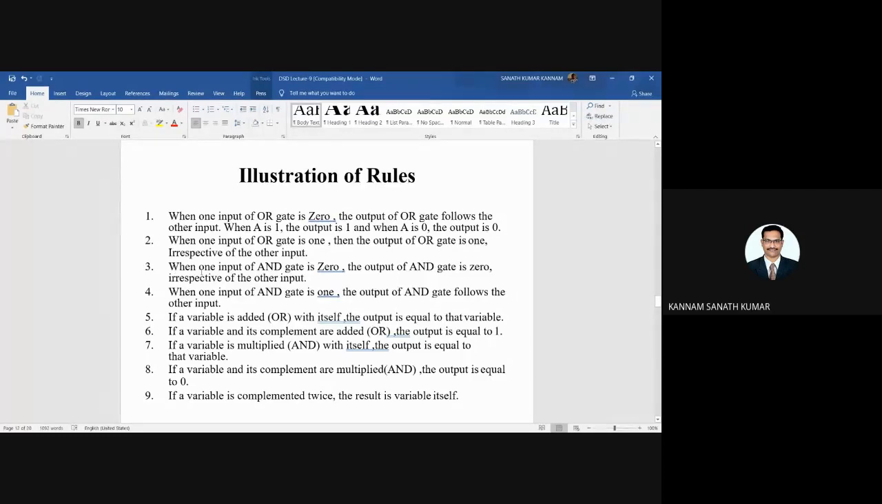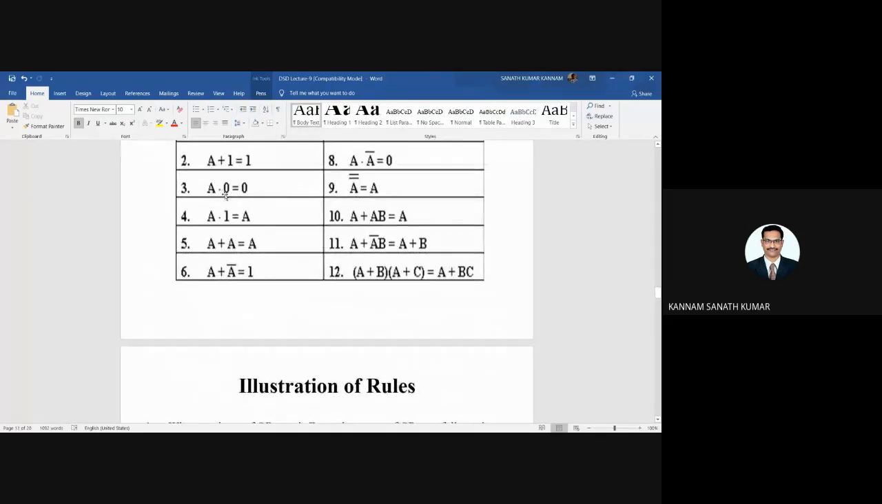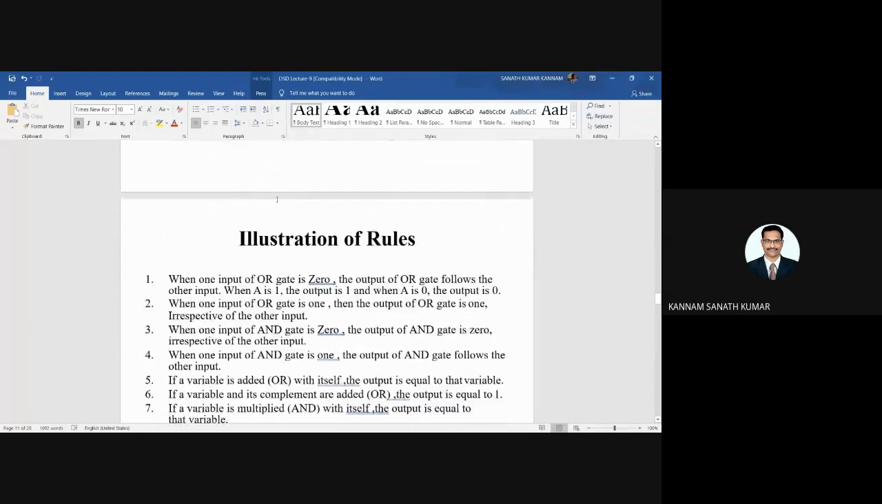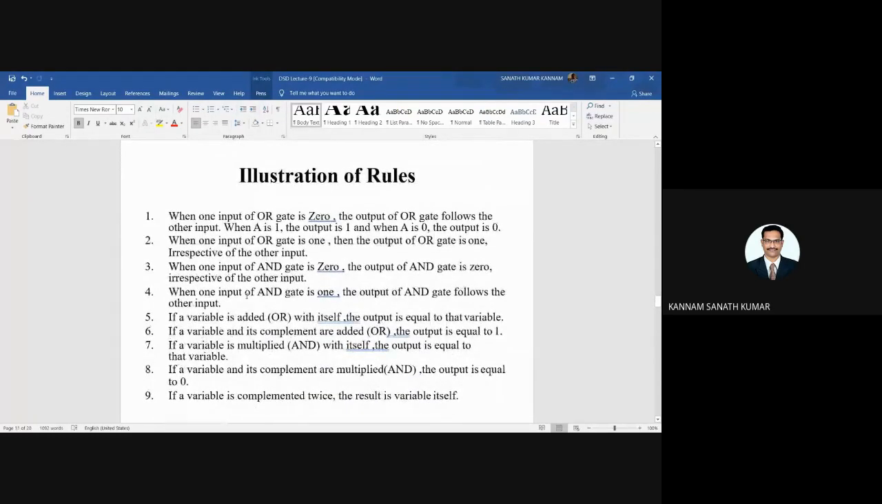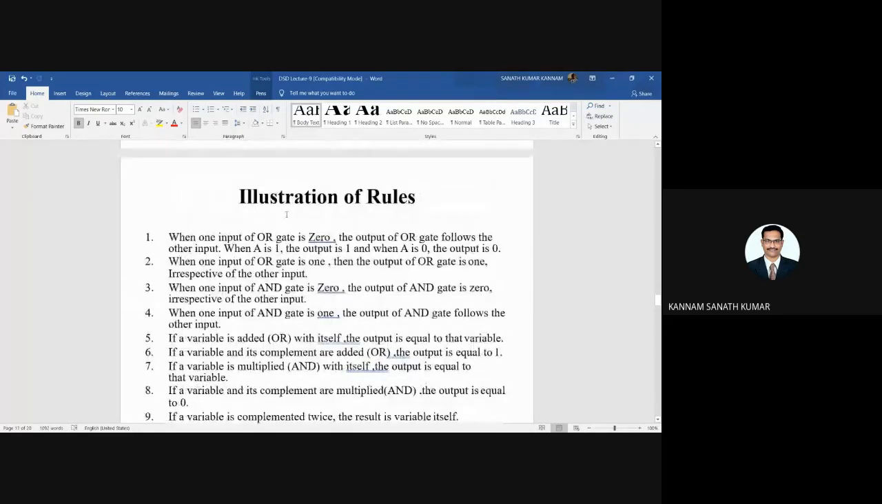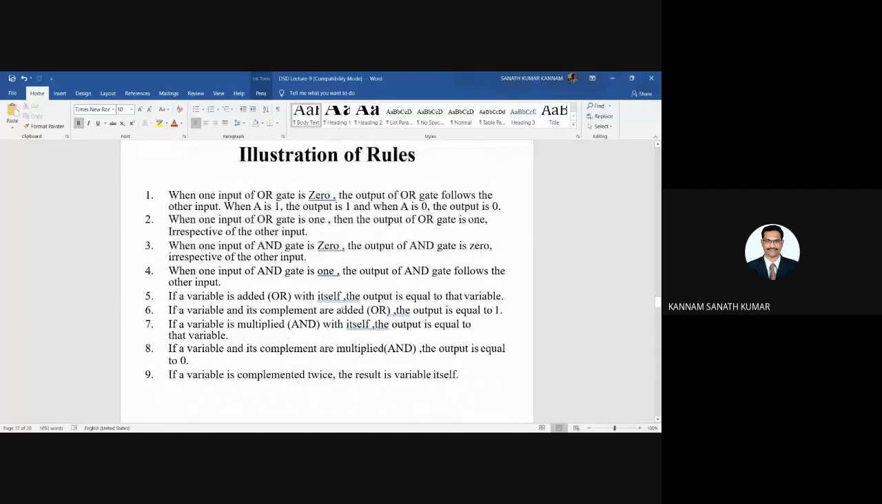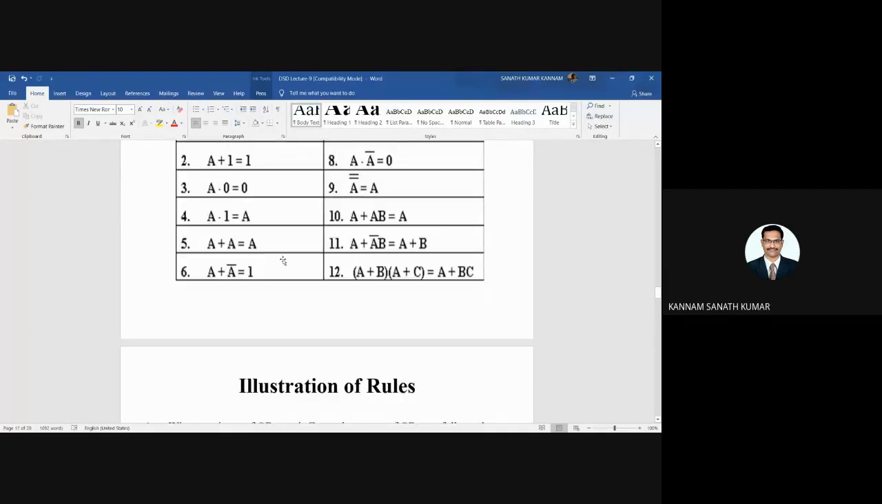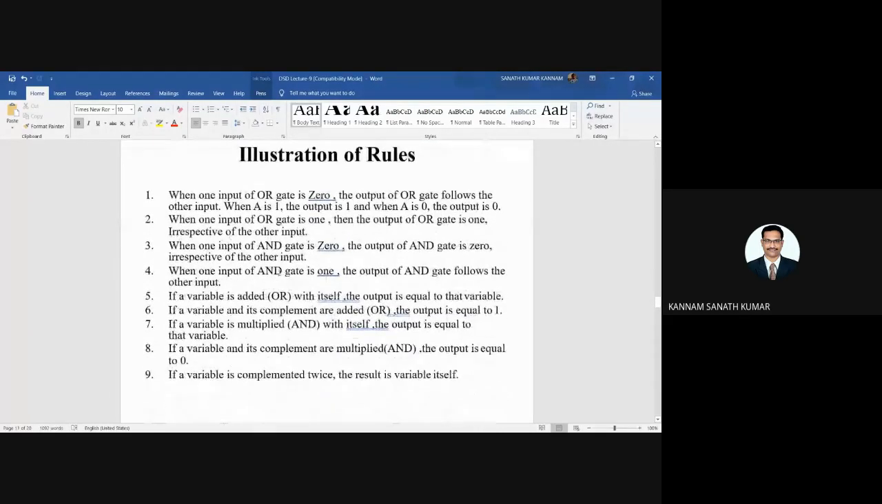Okay. Same thing, when one input of an AND gate is 0, the output of the AND gate is 0 irrespective of the other input. That means A into 0 is there. No? A into 0, irrespective of the other input, we are getting the output as 0. So when one input of an AND gate is 1, okay, the output of the AND gate follows the input. That means A into 1 equal to what? A itself. Okay. If we OR these two inputs, you will get the variable. A plus A equal to what? A.